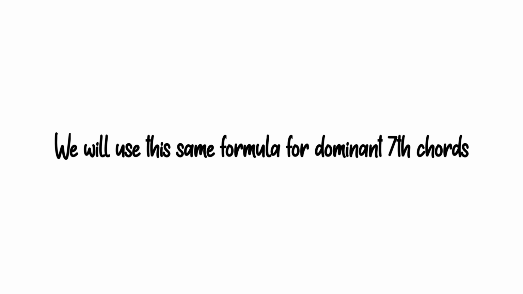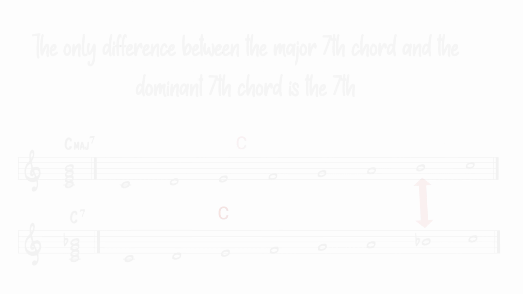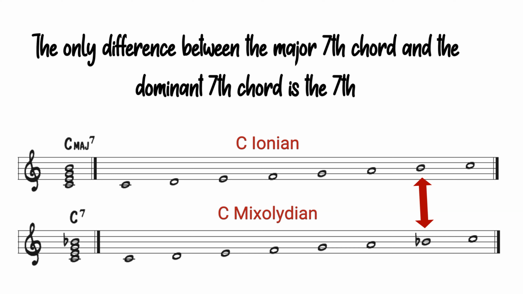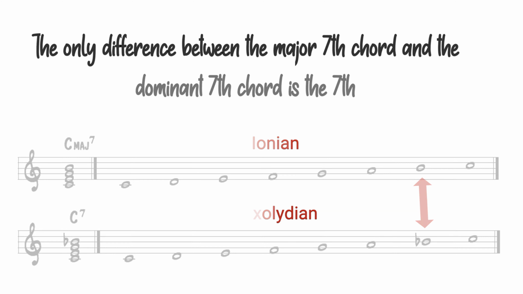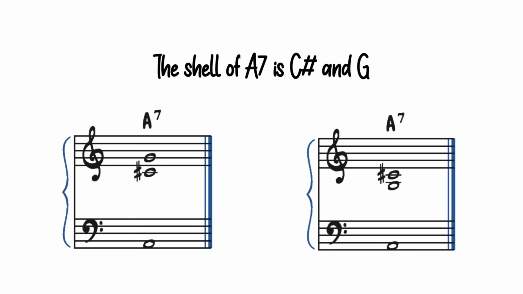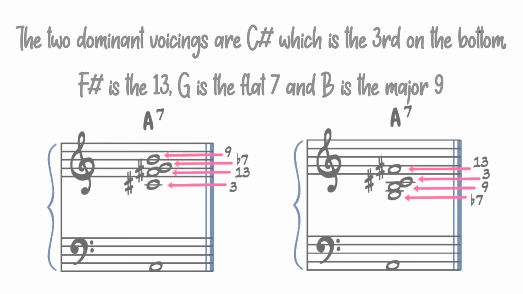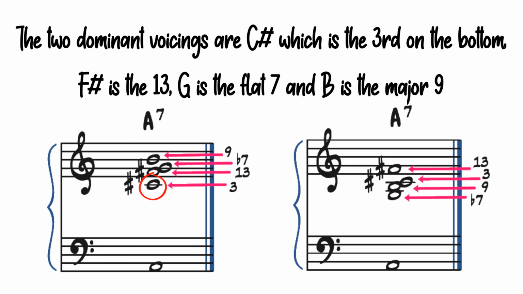We will use the same formula for dominant 7th chords. The only difference between the major seventh and dominant seventh chord and mode is the seventh. We will use A7 as our example. The shell of A7 is C sharp and G. The two dominant voicings are C sharp, which is the third on the bottom, F sharp is the 13, G is the flat 7, and B is the major 9.